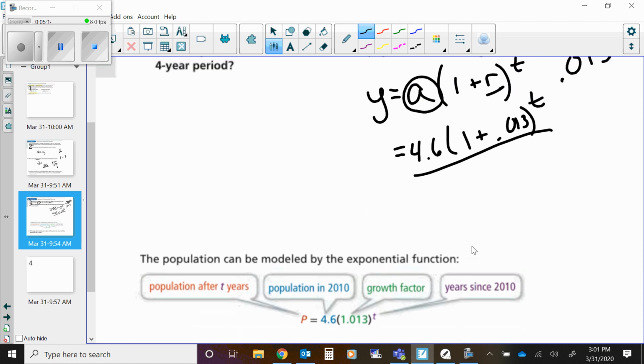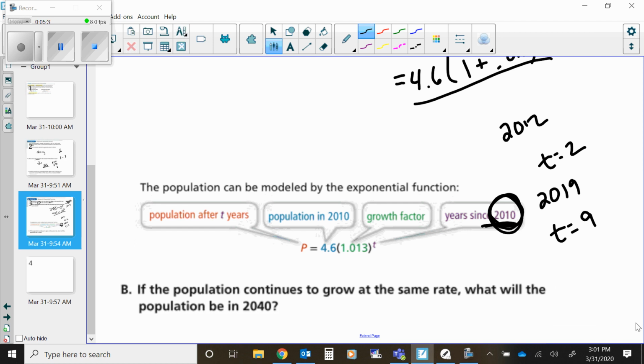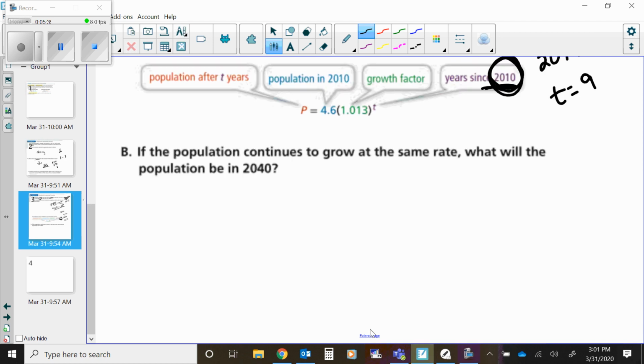So it's a little strange because if we're talking about 2012, if I want to know how much it would be, my t would equal 2 because it's been 2 years since 2010. If I wanted to talk about 2019, then my t would equal 9 because it's been 9 years since this time.